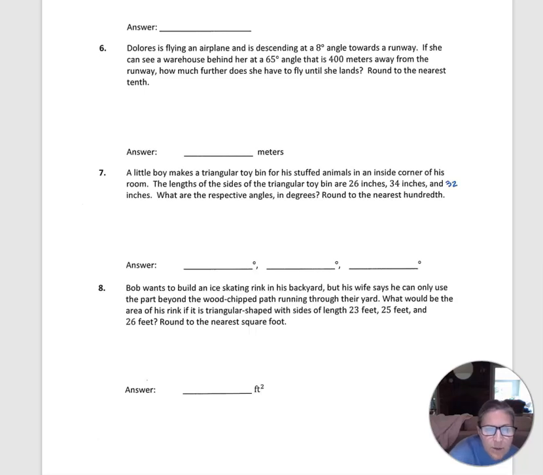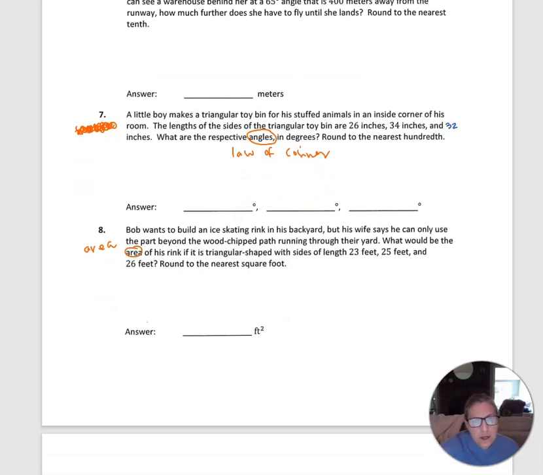Okay, number 7 is an area problem. It looks like number, what would be the area? Yeah, number 8 is also an area. Now I take that back. This is not an area. What are the respective angles? Okay, so no, this is not an area. Sorry, not an area for number 2. They want to know the angles. So you'll have to use the law of cosines here. It's got 3 sides, so you're going to use the law of cosines to get your angles.